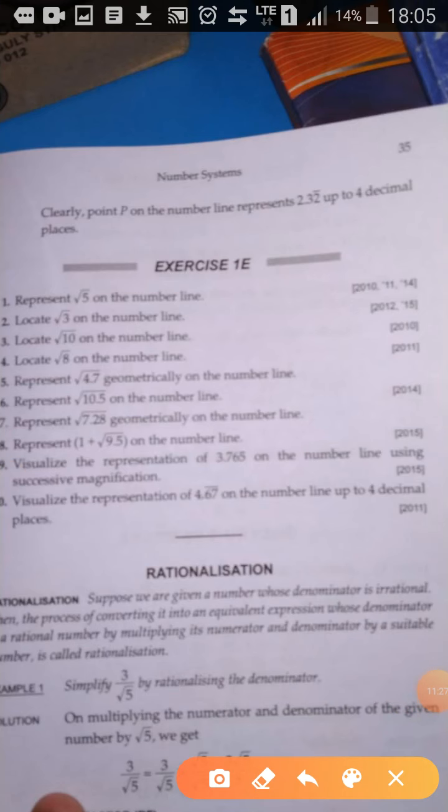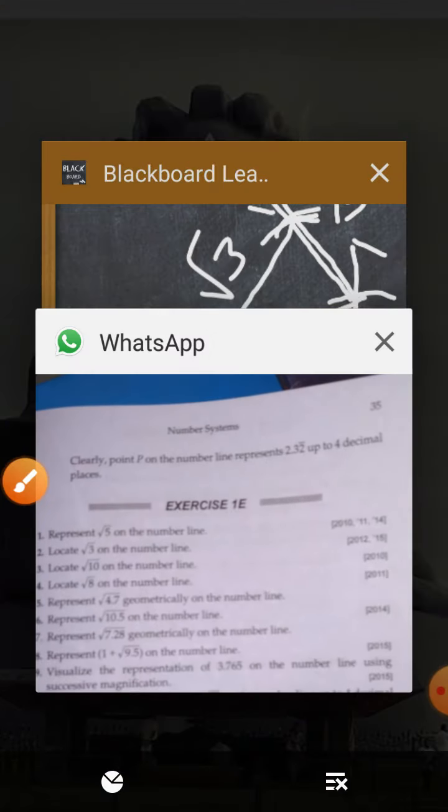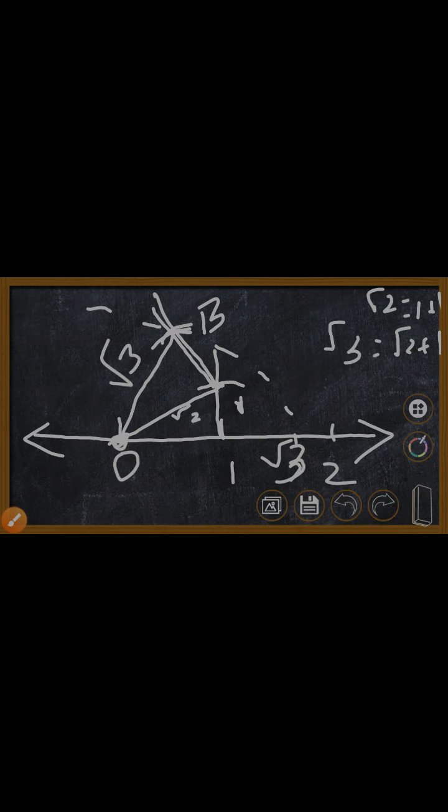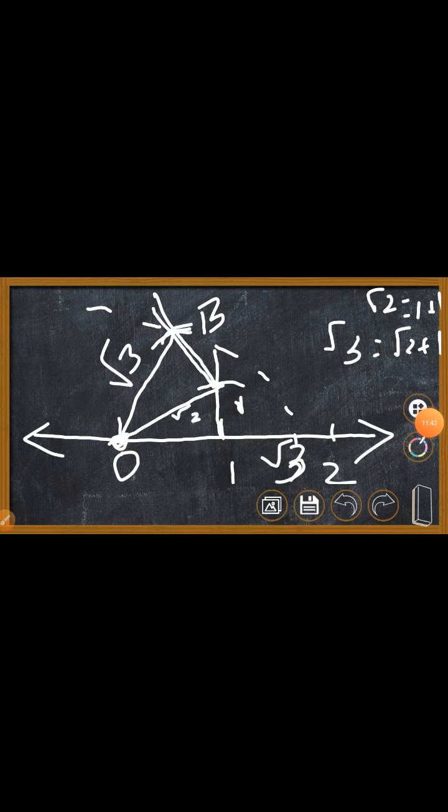Okay, so the next sum says represent root over of 4.7 geometrically on a number line. So we need to represent root over of 4.7 geometrically on a number line. Okay, so what will we do?